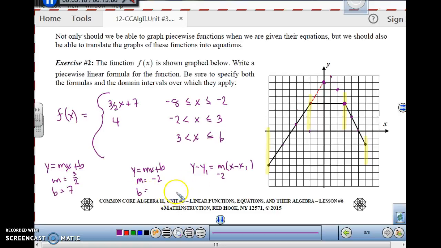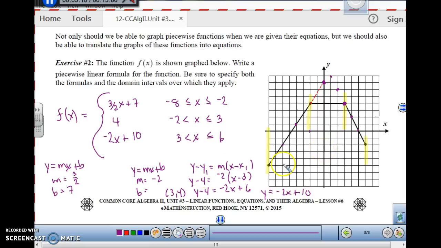So x1, I'm going to use the point (3, 4). It will be y minus 4 equals m times x minus 3. Y minus 4 equals negative 2x plus 6. And then move the 4 over. Y is equal to negative 2x plus 10. So the equation of this line, if I were to continue this up, would be y equals negative 2x plus 10. So there is my piecewise function.